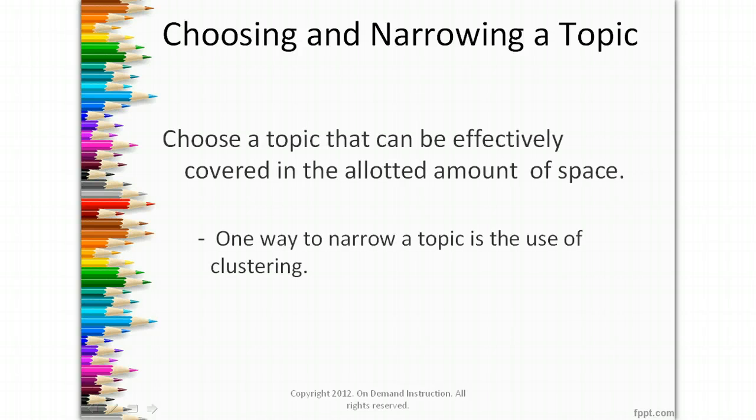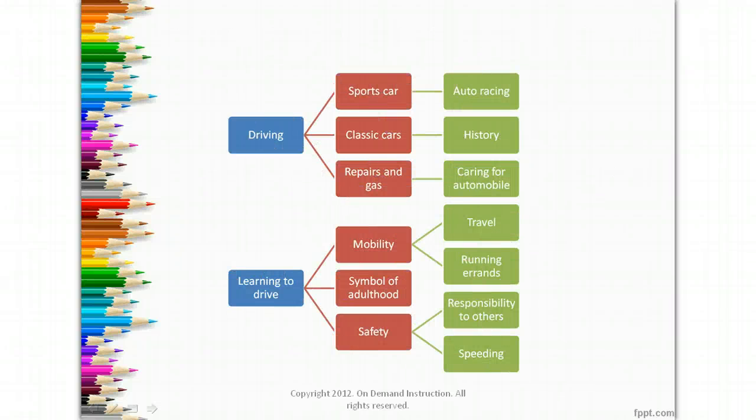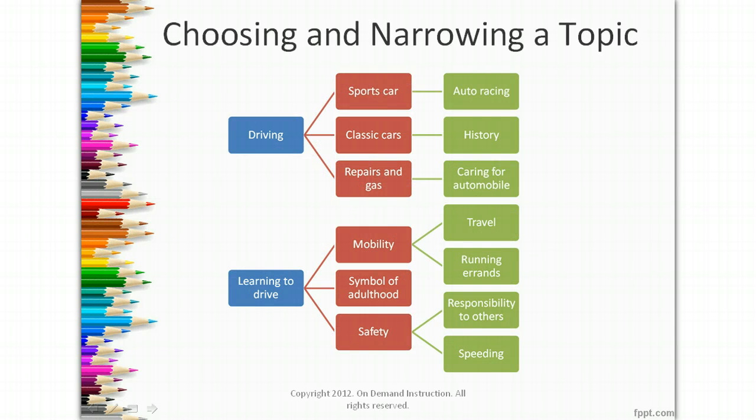Choose a topic that can be effectively covered in the allotted amount of space. One way to narrow a topic is the use of clustering. In clustering, you will be able to choose and narrow a topic to the idea you want to focus on in that paper. This is an example of how to do clustering. Here, the topic is driving.